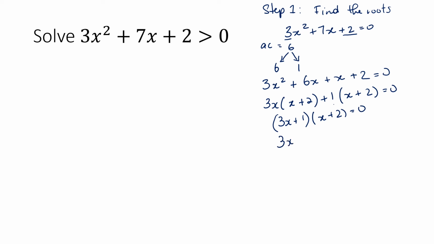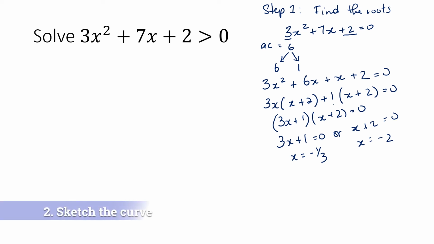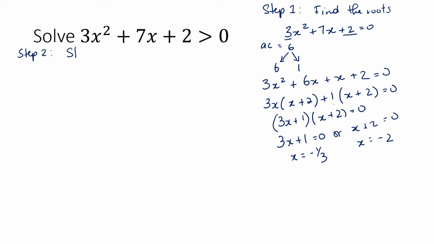If 3x plus 1 times x plus 2 is 0, then 3x plus 1 equals 0, or x plus 2 equals 0, making x equal to negative a third in one case and x equals negative 2. So these are our roots. So step 2, we sketch our graph. The coefficient is positive. So our graph, actually we don't even need much of our positive because both our roots are negative.